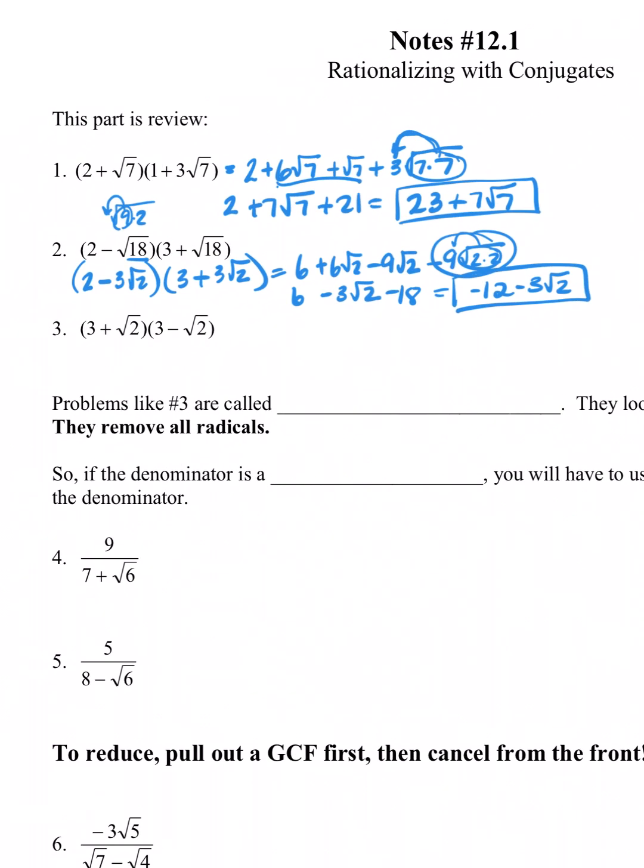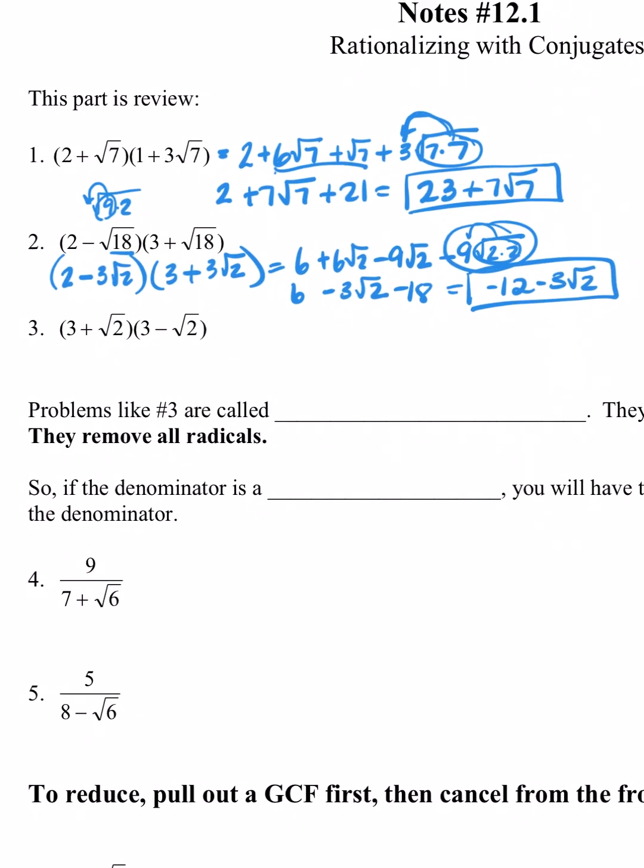Now finally, look at number 3. This one is a conjugate. Notice that the terms are the same, but the signs are different. This is the multiplying it by its conjugate. So I want you to see what happens. When I multiply first terms, I get 9. Outers, I get negative 3 square roots of 2. Inners, positive 3 square roots of 2. And last will be square root of 2 times square root of 2, which is 2. All right, so look, my middle terms go away. They cancel out, and I'll have 9 minus 2, which gives me 7.